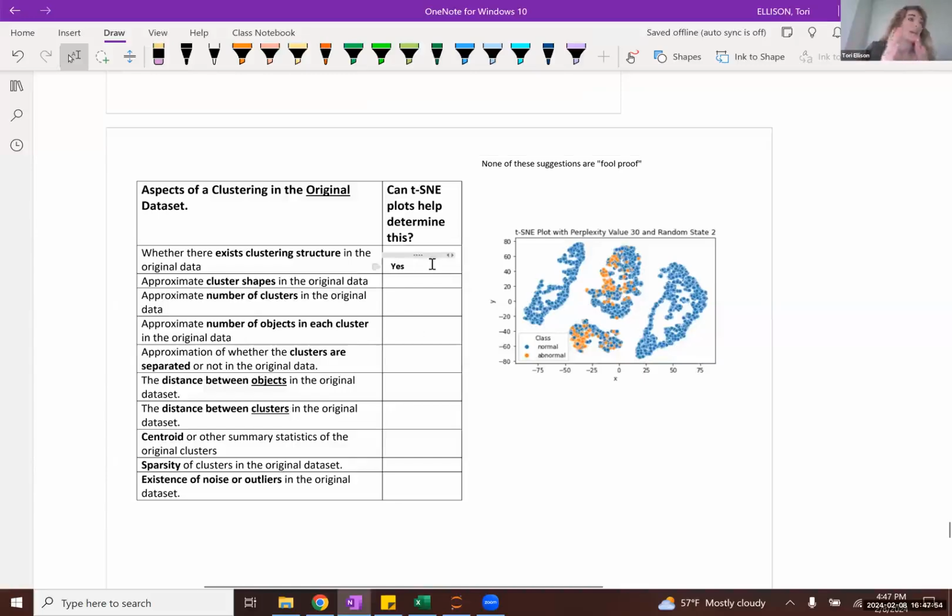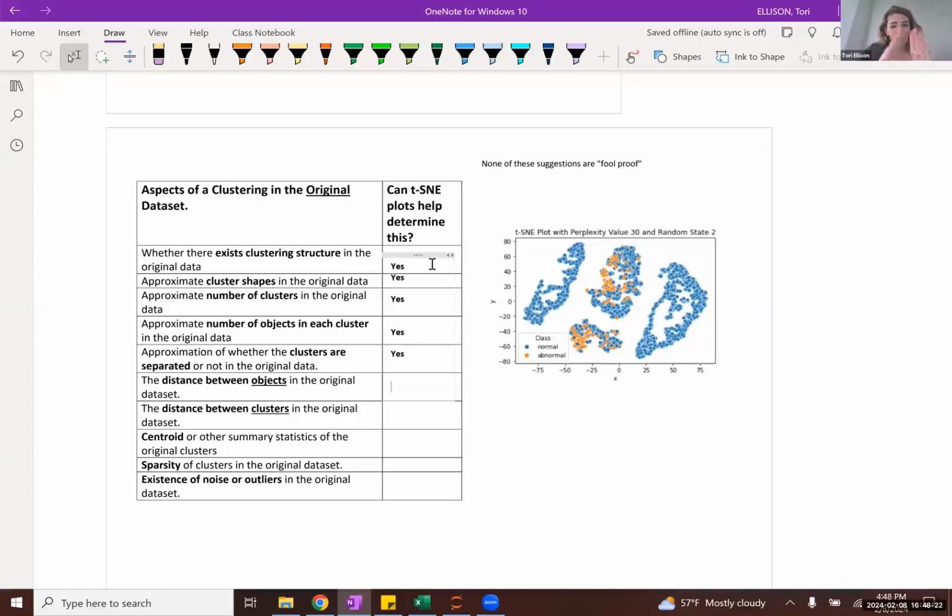So it can suggest if or if not a clustering structure exists. It can suggest the cluster shapes. It can suggest the appropriate number of inherent clusters that exist in the data set. It can suggest the approximate number of observations in each of those clusters. It can approximate whether or not those clusters are well separated. Now here are some things that it cannot suggest.